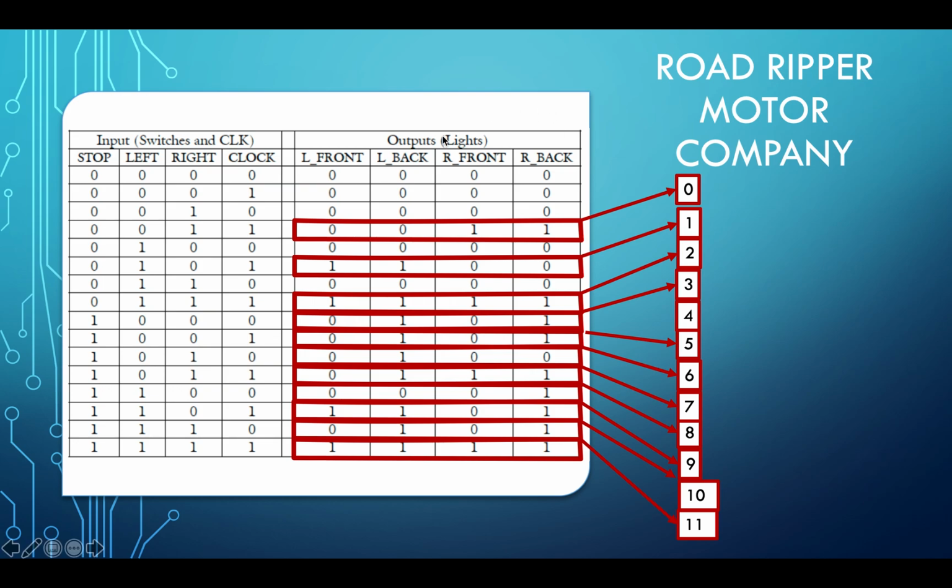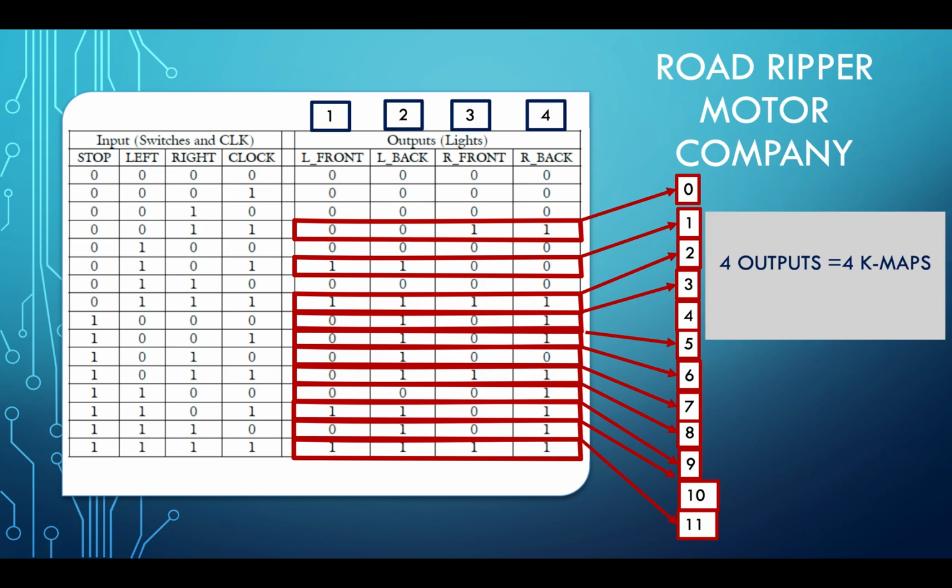And just to remember, if we want to use Karnaugh maps, we need a K-map for each one of the outputs. In this case, there are 4 outputs and it means 4 K-maps. The first thing, we are going to work with the left front light. We need to find and identify when the light is on. So there are 4 times when the light is on. So let's start.